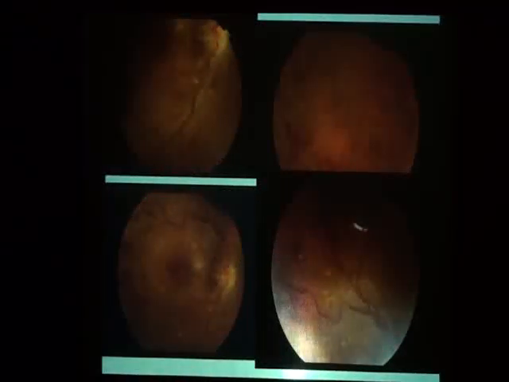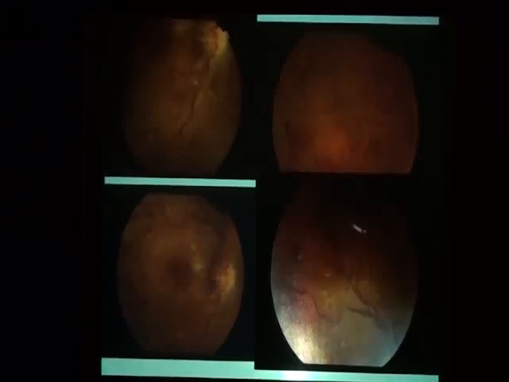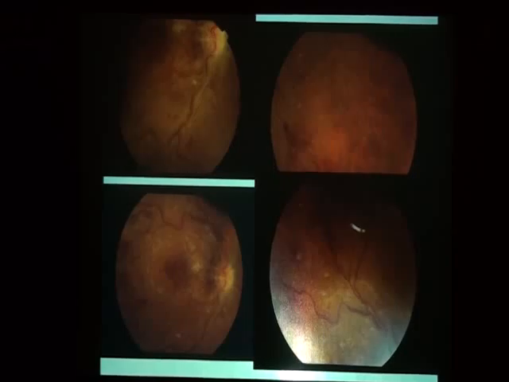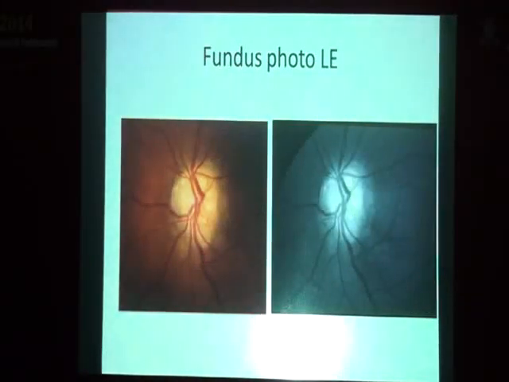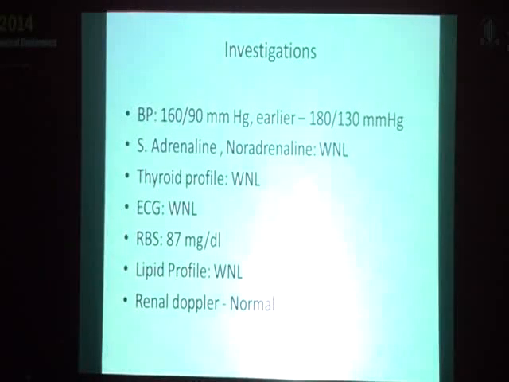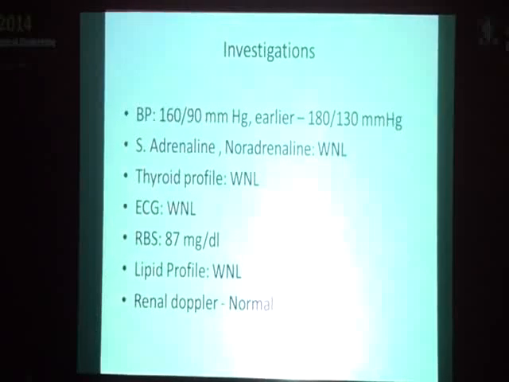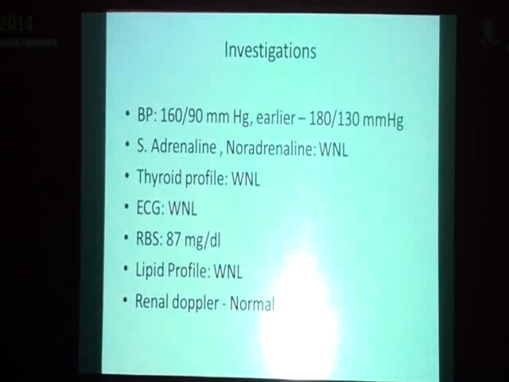So in this picture you do not see any specific signs of drusen, but if you look at the other eye, then you can see very typical features, the lumpy bumpy appearance of optic disc drusen. I kept this case because I wanted to show this patient who had a history of hypertension. His BP was 180 by 130, and when he presented to us it was 160 by 90. All his other tests were normal.